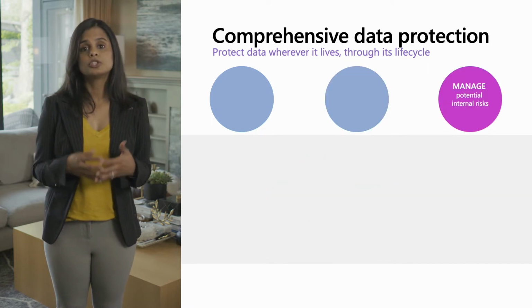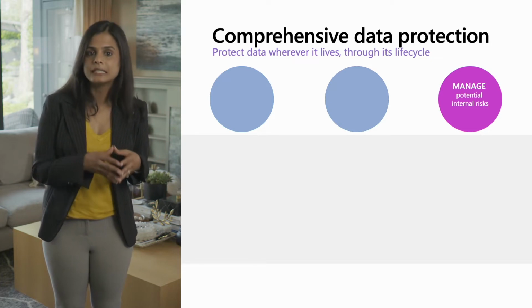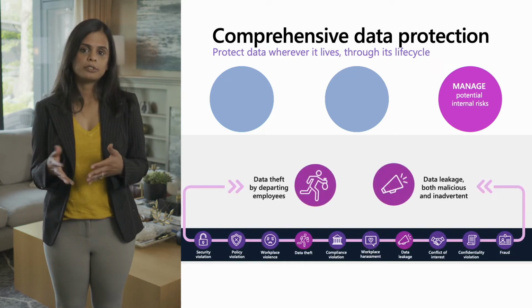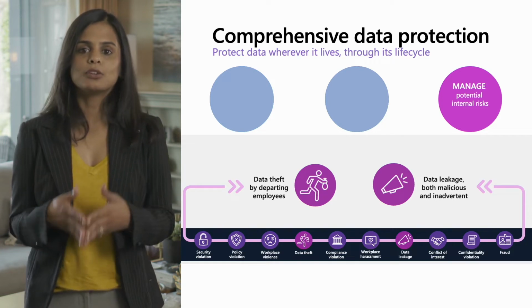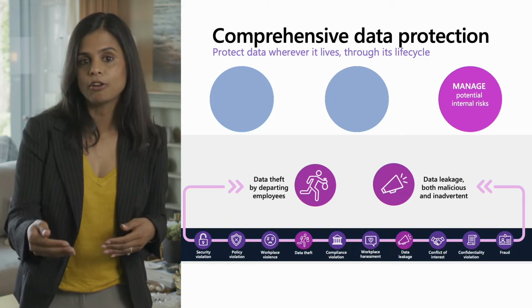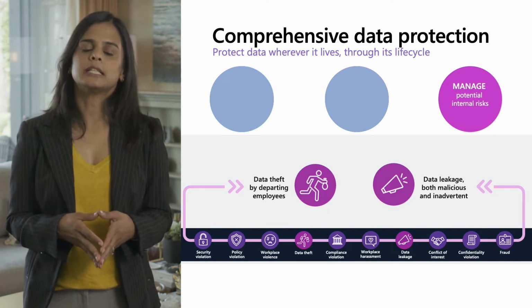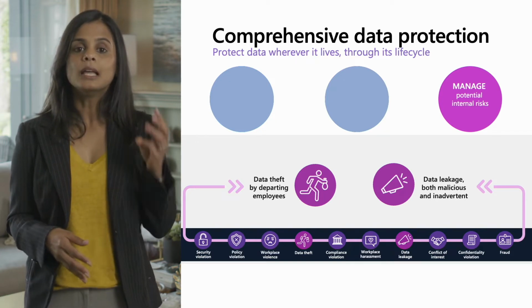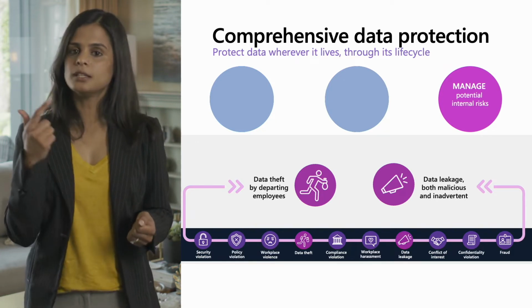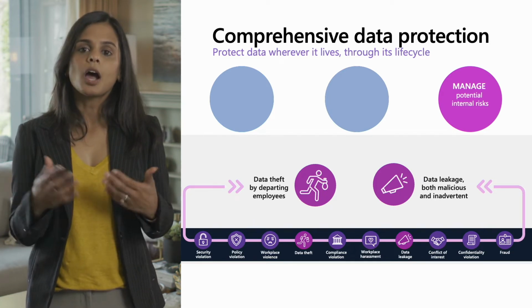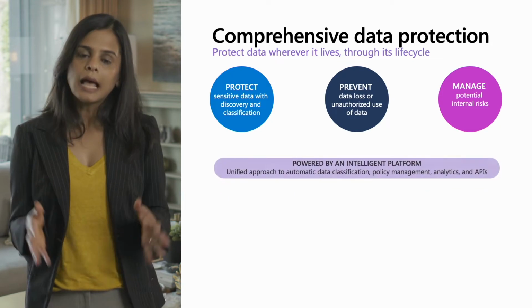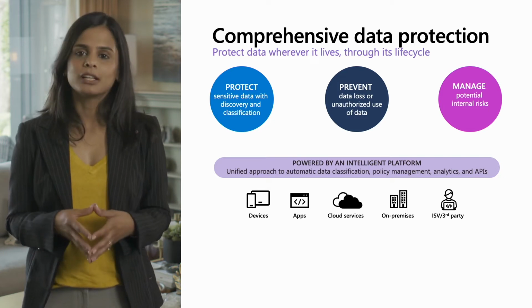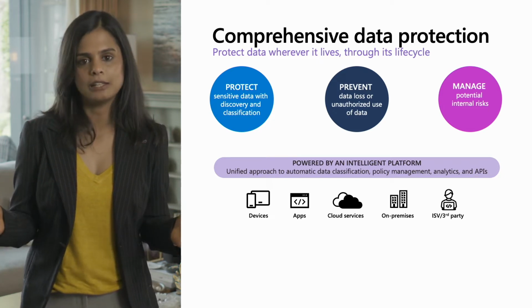Finally, it is important to identify and manage potential insider data security risks, such as confidential data leakage or data theft. This is where Microsoft Purview Insider Risk Management can help as the next layer of defense, empowering your security teams to address risks as part of a comprehensive data protection strategy. These three components, information protection, DLP, and insider risk management, are built on an intelligent platform and help create a comprehensive data protection strategy so that you can keep your organization's data safe wherever it lives.